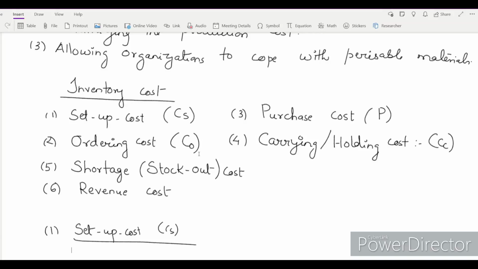Next is your purchase cost. So now comes your purchase price. See the difference between ordering cost and purchase cost. You're ordering the raw material, but purchase cost means you're purchasing some sub parts from other companies that you are not producing in your company. Suppose out of 20 parts you are producing 15 components, and five sub components you are purchasing from some other supplier. That is your purchase cost P.